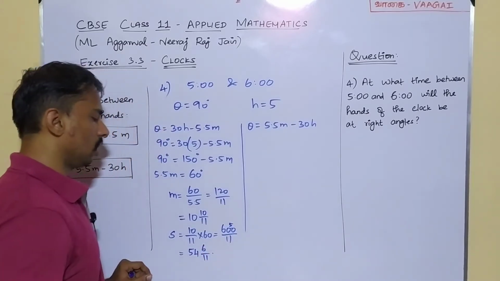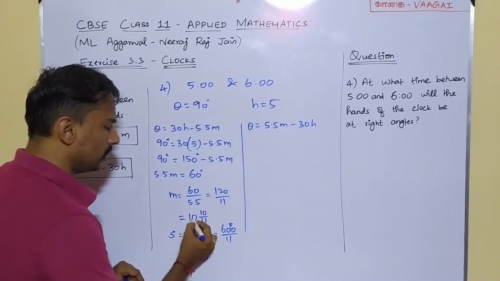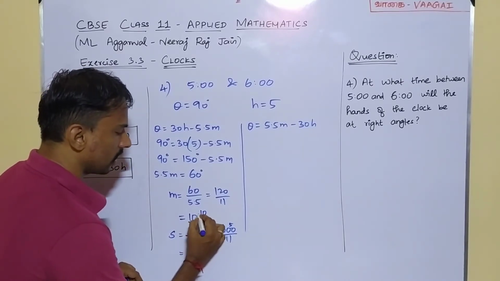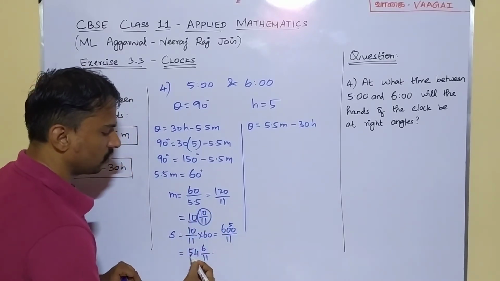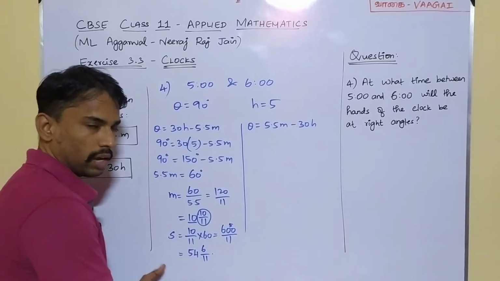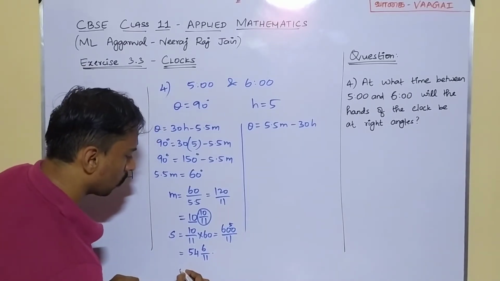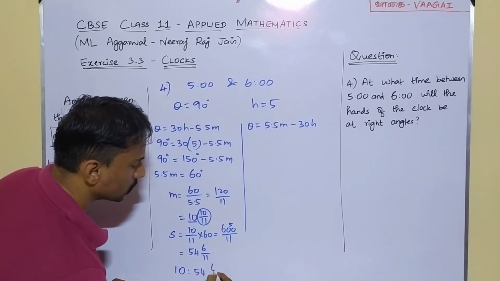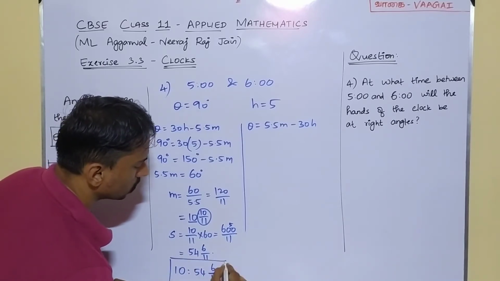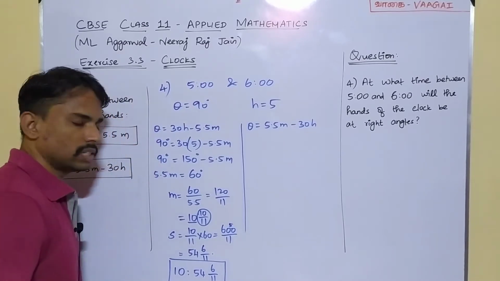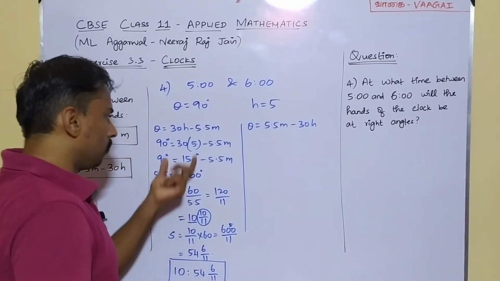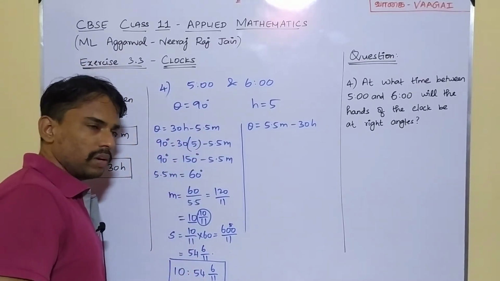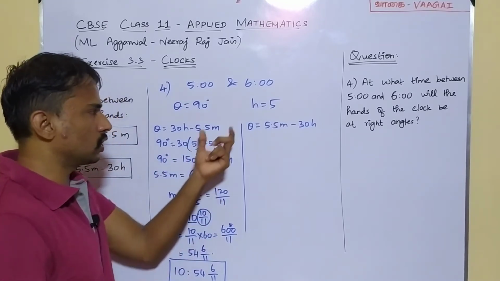So our first situation says minutes is 10, and the seconds, 10 by 11, we converted as 54 6 by 11 seconds. So if I want to present my answer overall, I will have 10 minutes and 54 6 by 11 seconds. This is the answer for my first situation where the hands will be at 90 degrees.